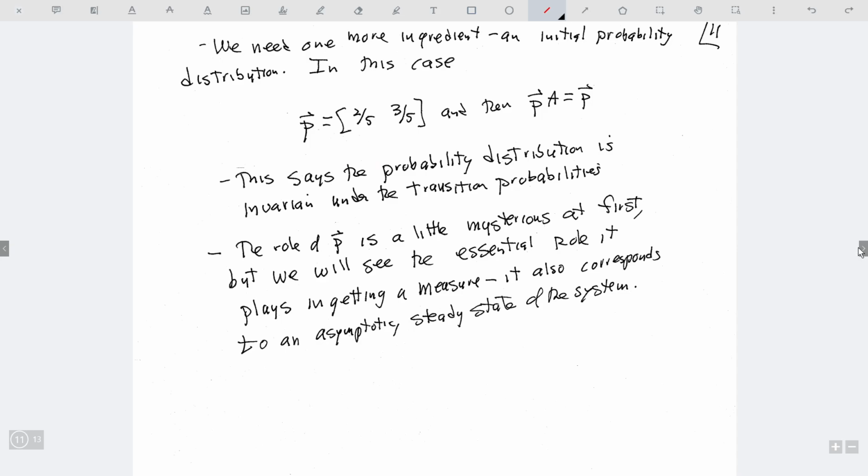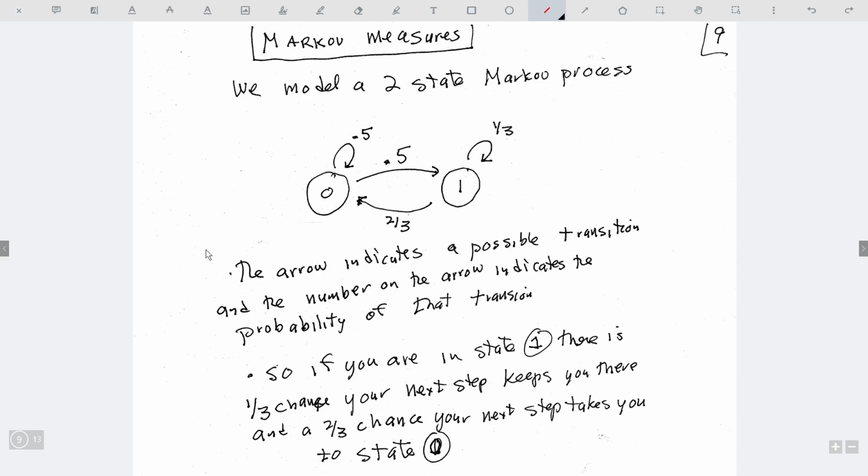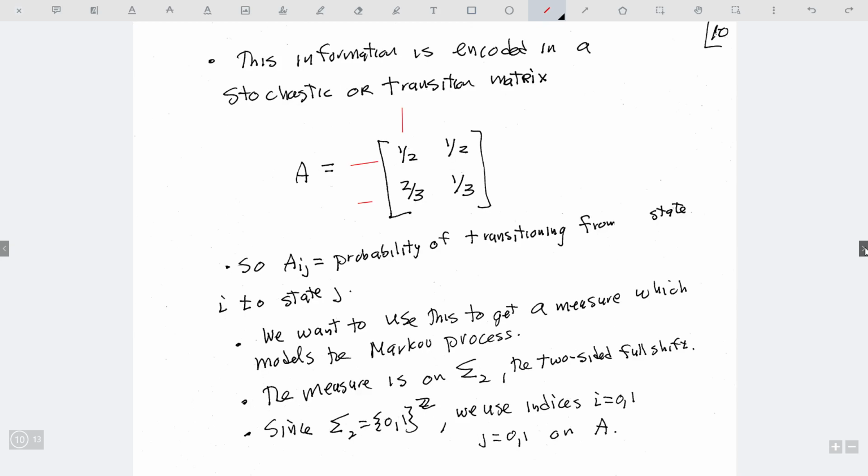Now you need one more ingredient, which, as I said, is a little mysterious at this point, but you need a probability vector. You should think of that as you come into this system with some initial probability. So we're going to do everything probabilistically. You come into this with some probability of being in this state and some probability of being in this state.